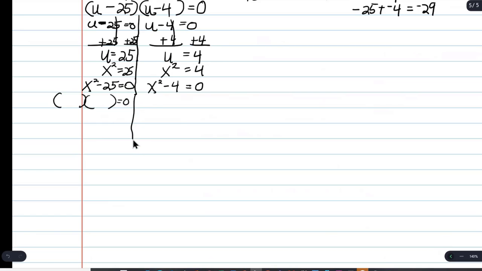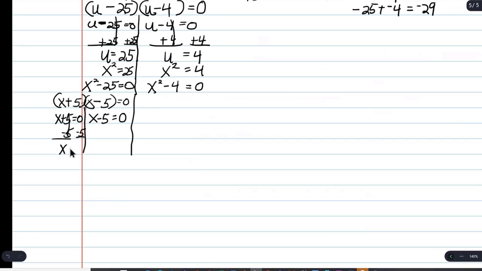I'm going to continue this line on down. I take my x squared and split it up. And since 25 is 5 times 5, I put a 5 here, and I put a 5 here, and I put a plus, and I put a minus, and then I set each of those factors equal to 0. X plus 5 equals 0. X minus 5 equals 0. Subtract 5 from both sides of the equation.